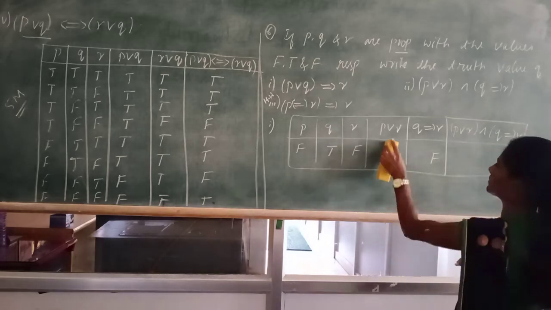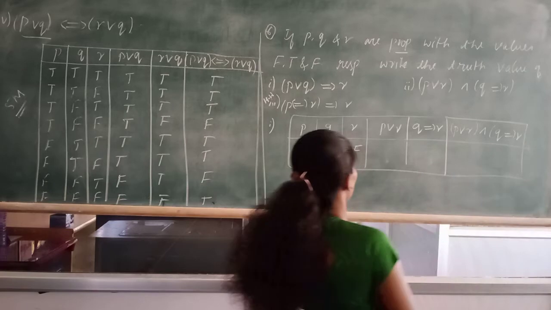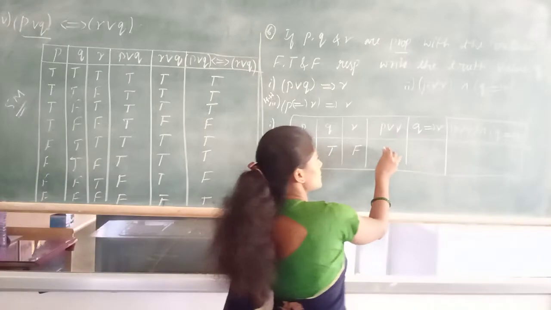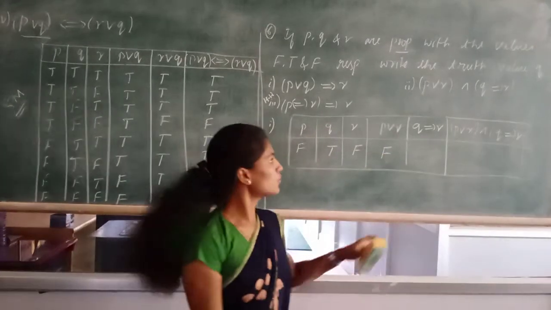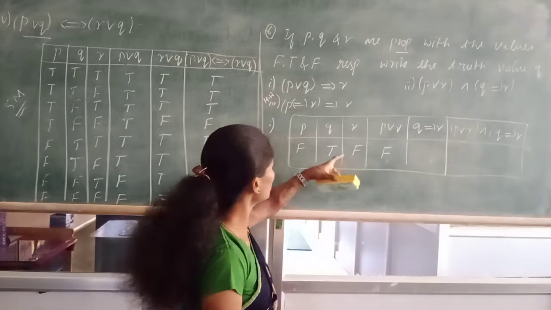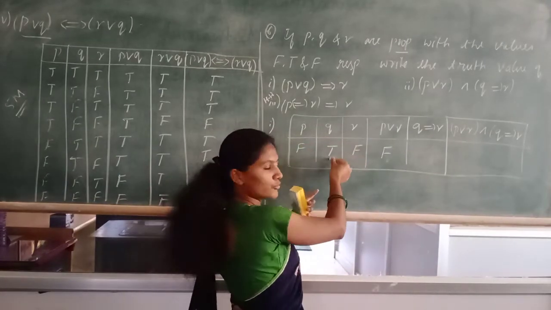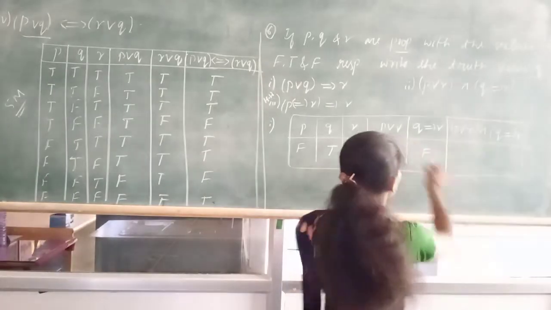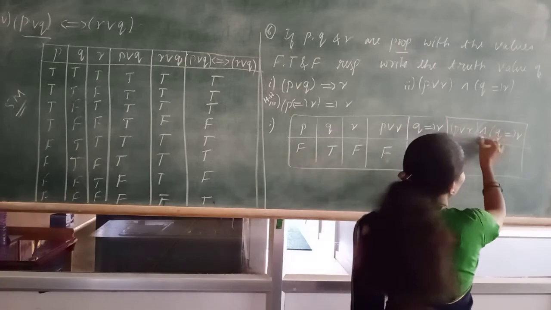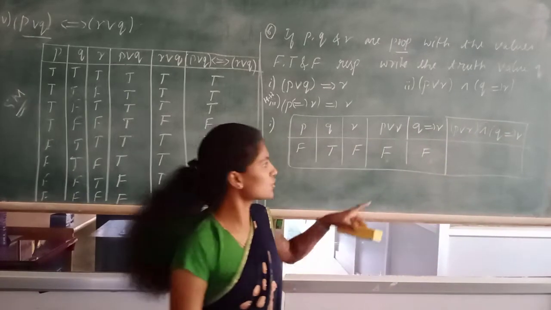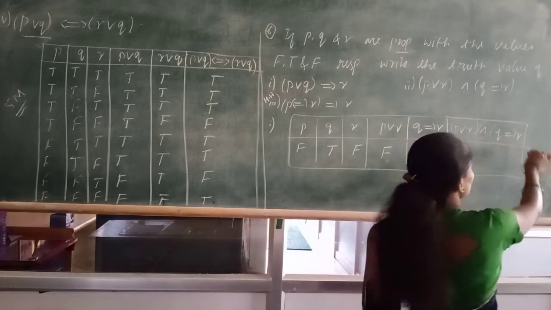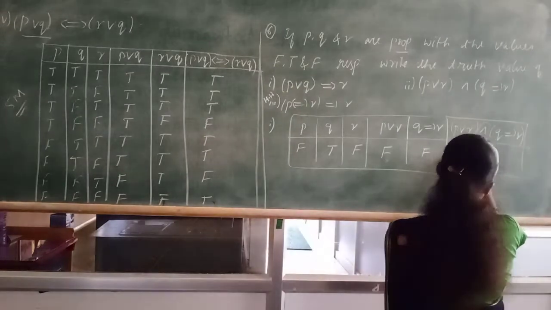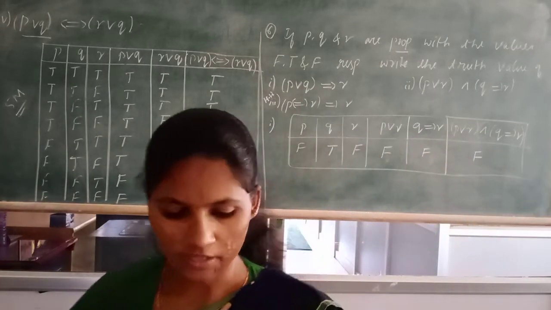Okay. So now, because P ∧ R is false and it is also false, then it is false. Next, Q implies R. Q implies R means the truth value is false. Then it is false value. Next is P ∧ R, the conjunction of Q implies R. So both are false value. Then it is false. Okay. Third one is for you.